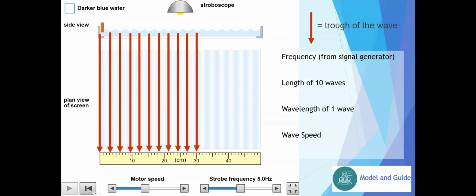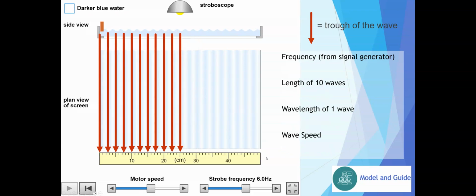Now we change again, okay? And we do the frequency, which is 5 hertz. And now we've got 10 waves that are 30 centimeters. So 30 centimeters is 0.3 meters. We want to divide it by 10 just to get one wave, which is 0.03 meters. So we know the wavelength is 0.03, and we know the frequency is 5 hertz. Times that together, we get 0.15 again. So hopefully you're seeing the common theme that the wave speed remains constant.